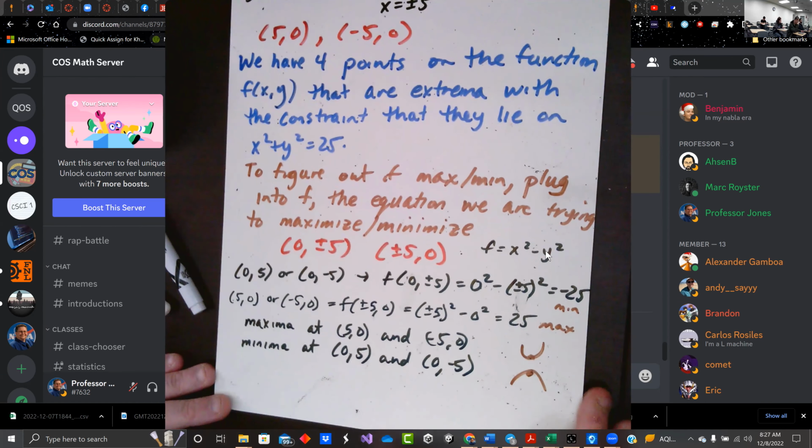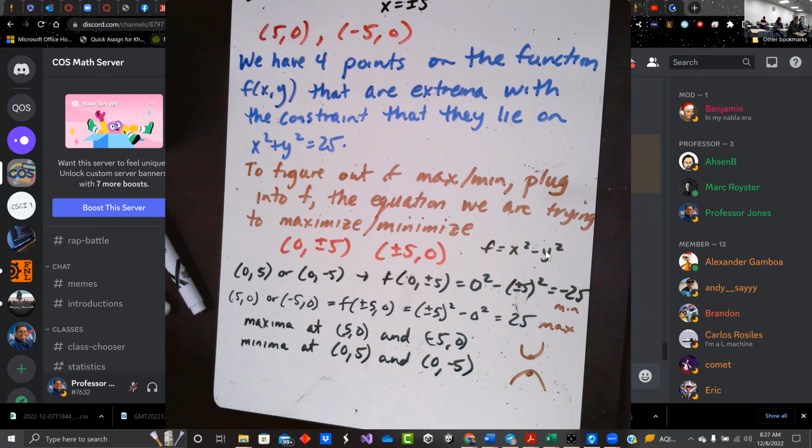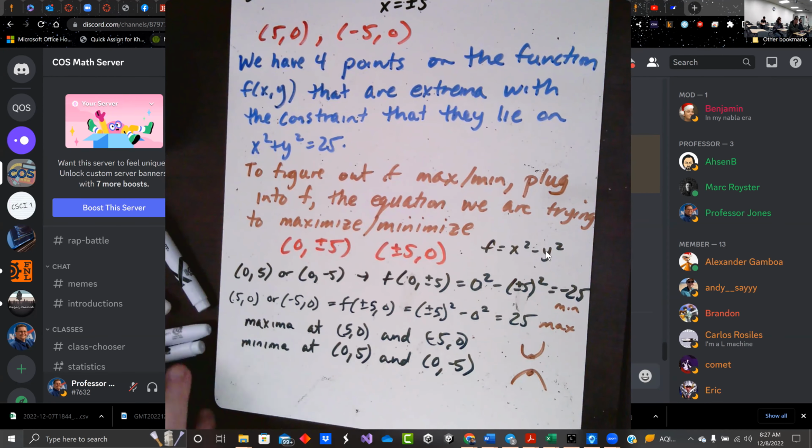Right. Like I'm saying, could you just draw the sphere or a circle and just see the maximums are there, type of thing? If you had the f sketched well, yes.